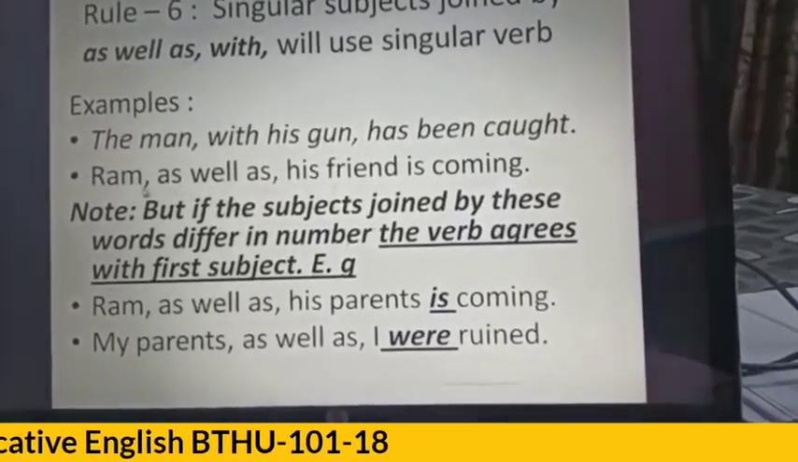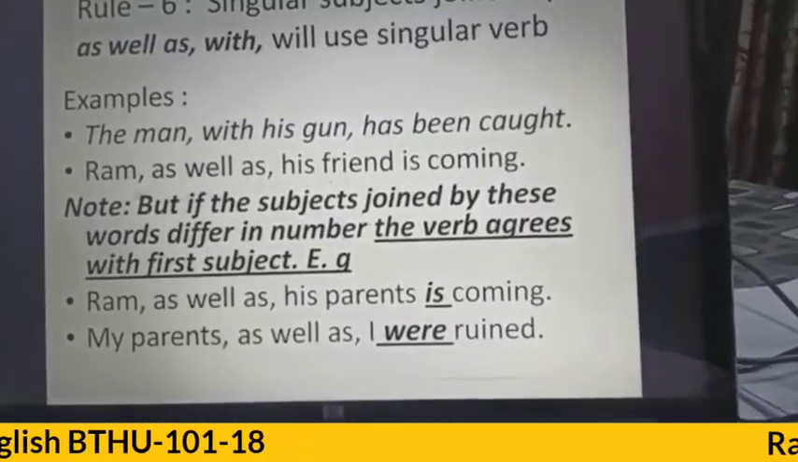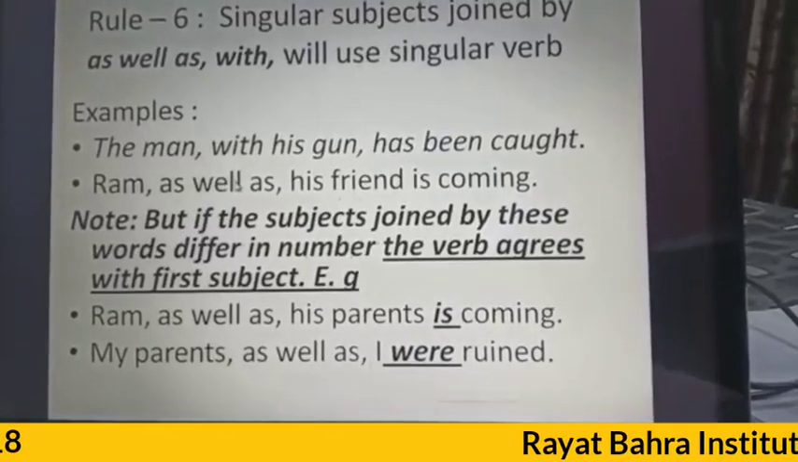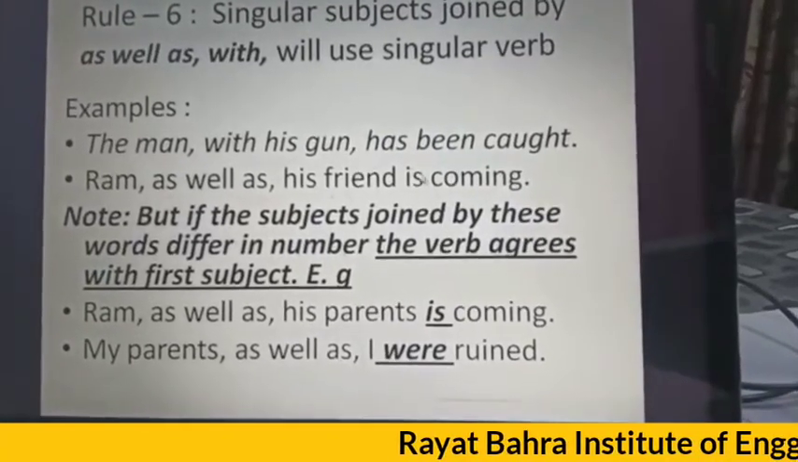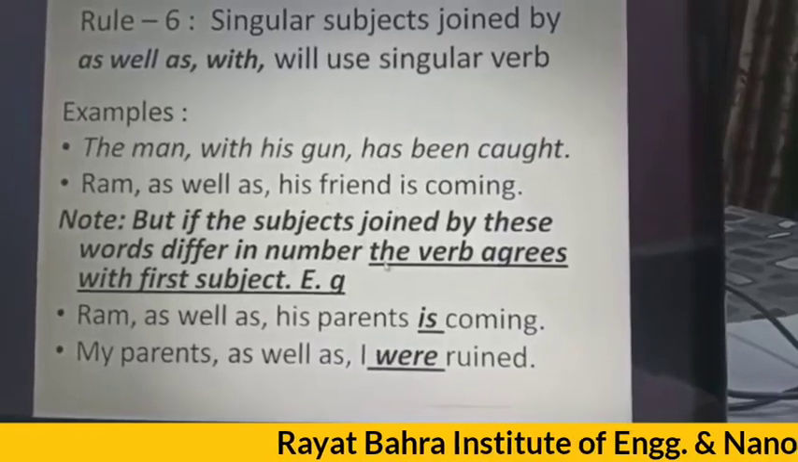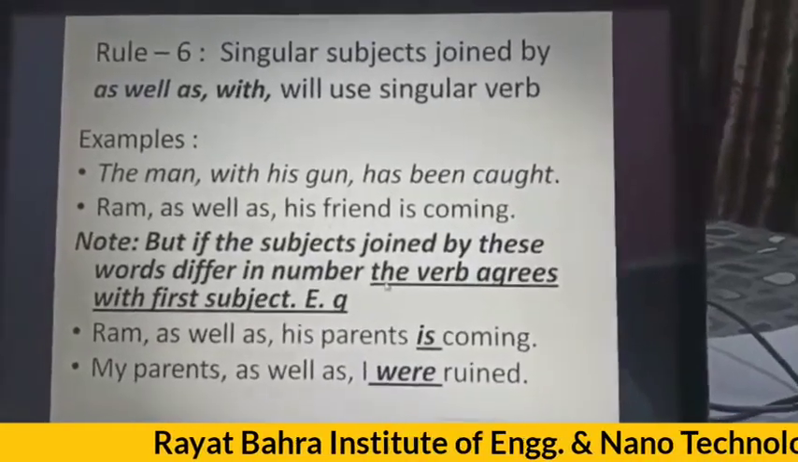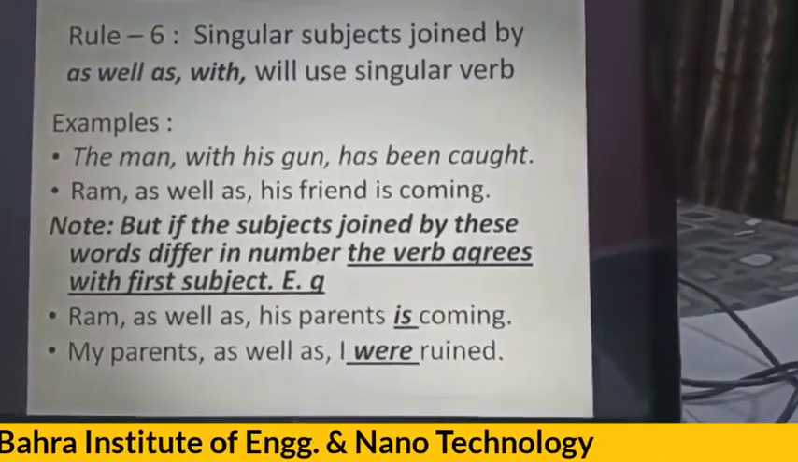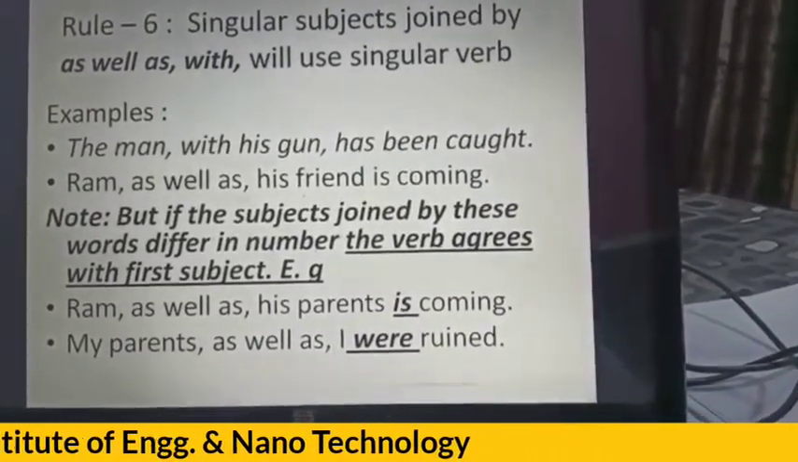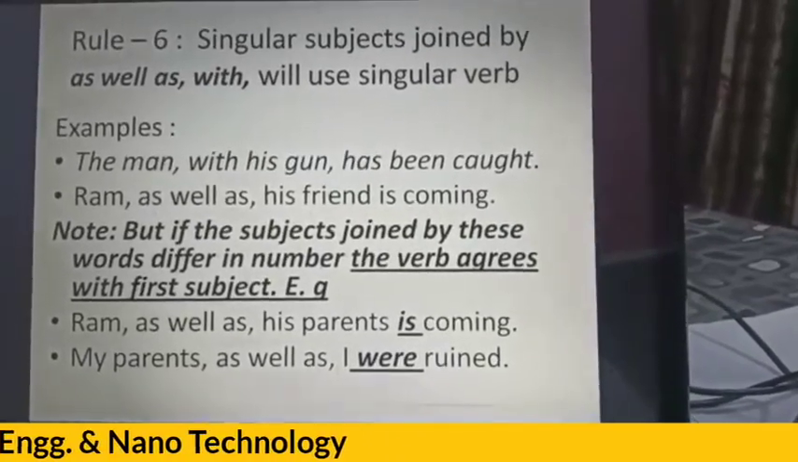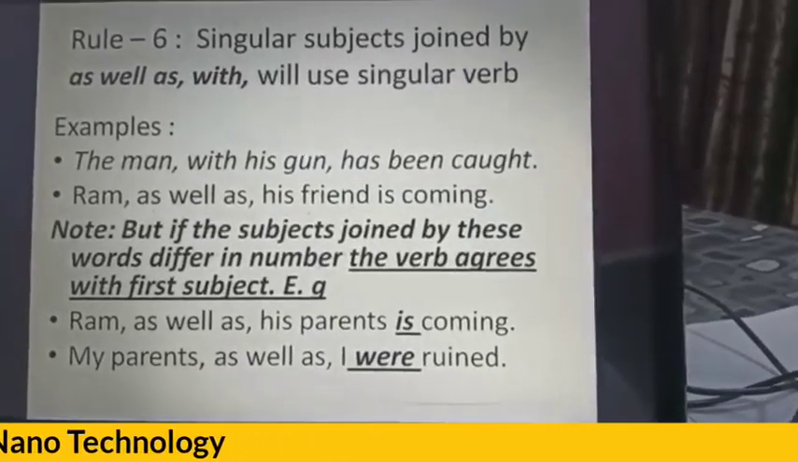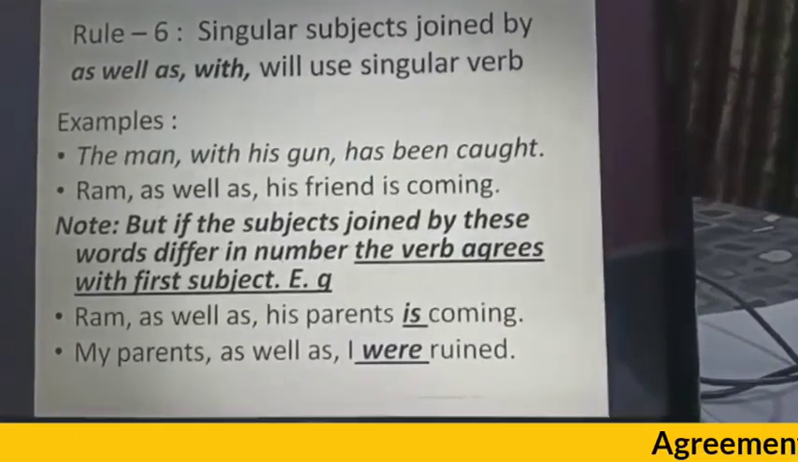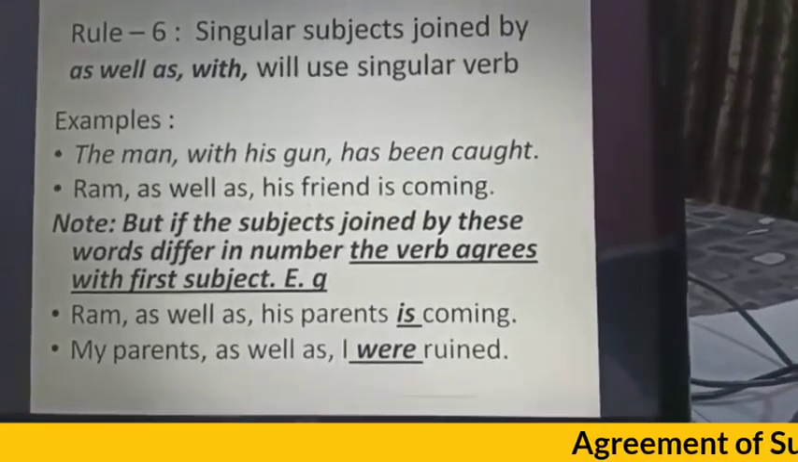And in the next sentence, Ram and his friend, these are both singular subjects and they are joined by as well as, so this sentence agrees with is, that is singular verb. But one more thing is to be kept in mind while using as well as and with. If the subjects joined by these words differ in number, I mean that if one subject is singular, another subject is plural, in that case the verb always agrees with the first subject.